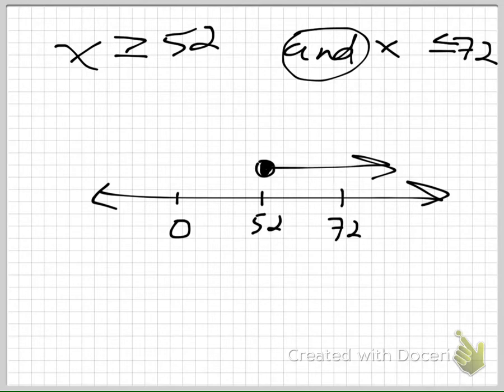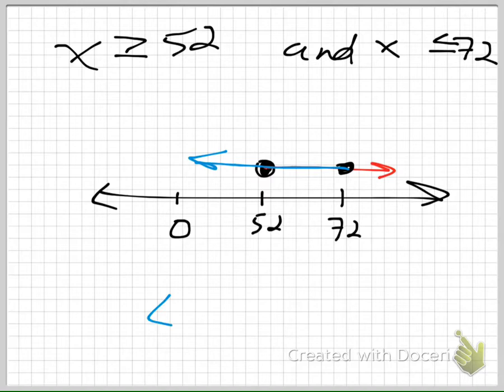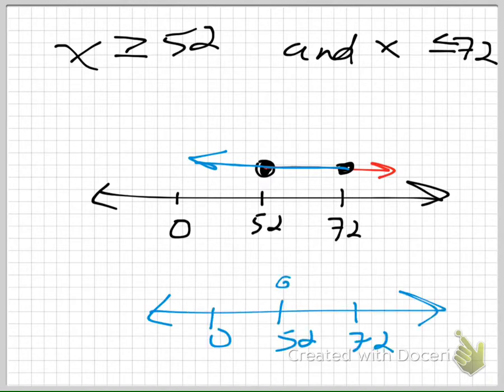I'm going to put these in different colors here, actually. I'm going to put this one in red to the right, and I'll put this one in blue going to the left. Which is the part that is true for both? The part that's in the middle, right? It's the only part that's for both. So the way you would graph this is you would go 0, 52, 72. You would have a solid circle here, a solid circle here, and it would be the stuff that's in the middle of the two, right? That's the two parts that overlap.